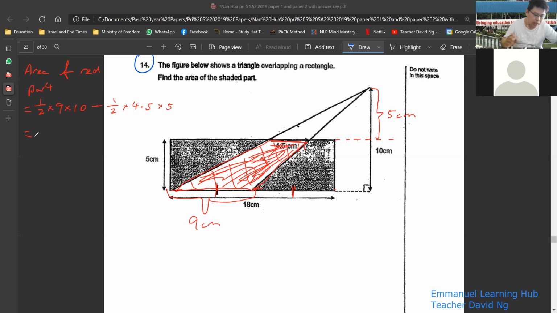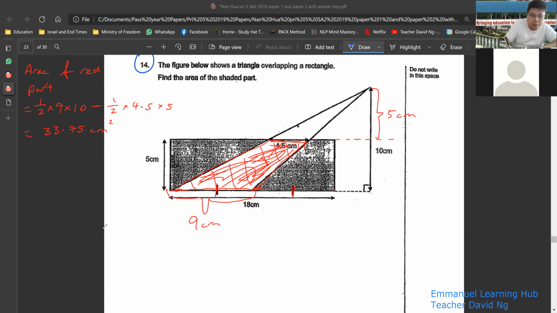Okay, ask good friend calculator. Good friend calculator will tell you 33.75 cm square. Okay, understand why the working is like that? Yes. Okay, area of red part. Once you have the area of red part, the question becomes significantly easier to do.